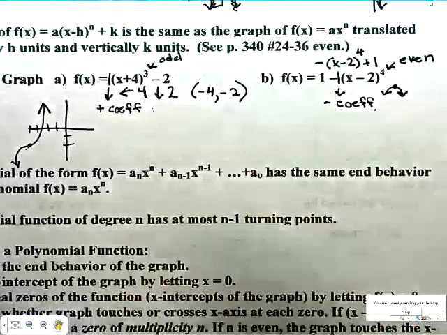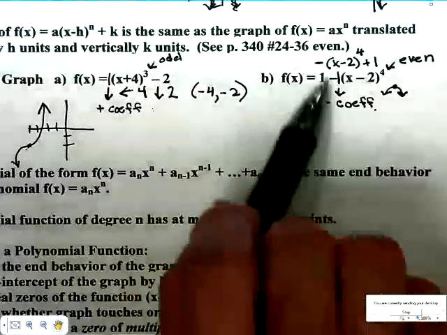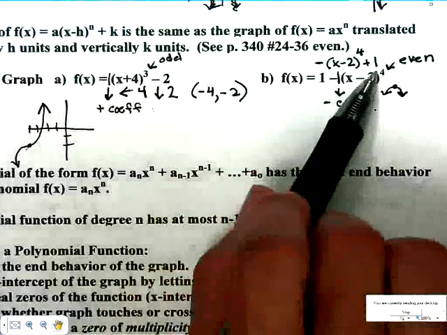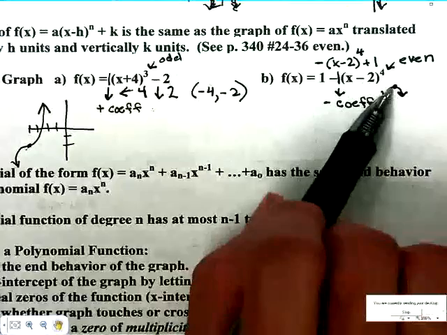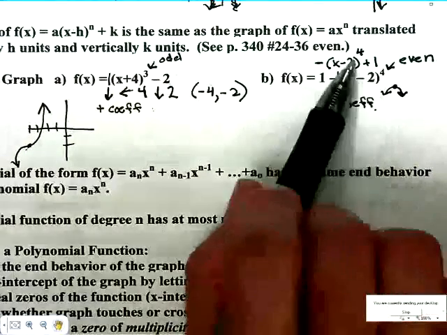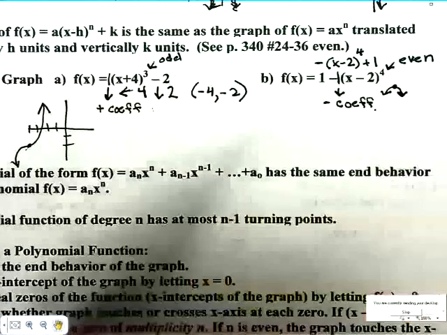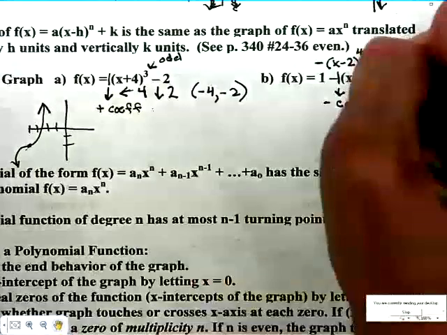So that 1, even though originally it was written in the front, it's your vertical shift. So what is this point? Positive 2, opposite of the guy in parentheses, and the guy on the end, positive 1. So that critical point is 2, 1.